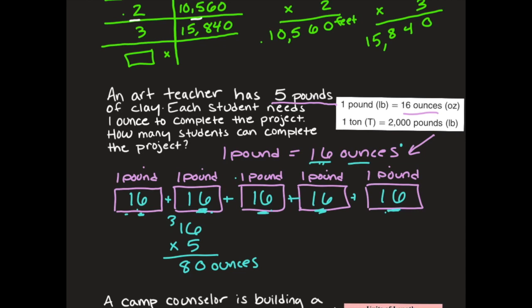So let's go back up and see if that answers the question here. How many students can complete the project? They each need 1 ounce of clay. Well, if I have 80 ounces and they each need 1 ounce, then I could have 80 students complete the project.